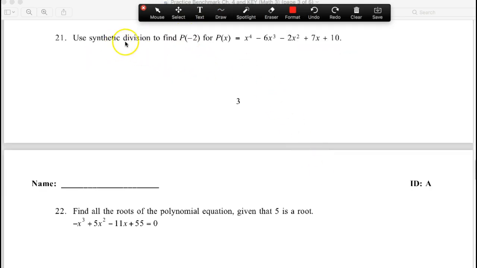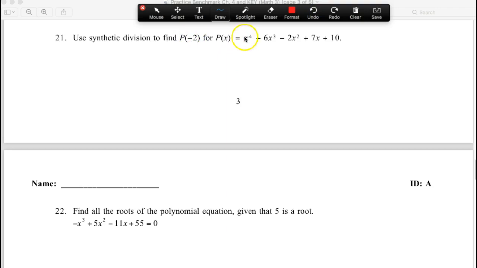Okay, this one asks us to use synthetic division to find p of negative 2. Now, what does that mean? P of negative 2 means if I plug in negative 2 wherever there's an x, what do I get out? Okay, I'm not asking you to divide by x minus 2 or x plus 2. This actually would be x plus 2 because p of negative 2 would be an x plus 2. I'm just saying, what's p of negative 2?